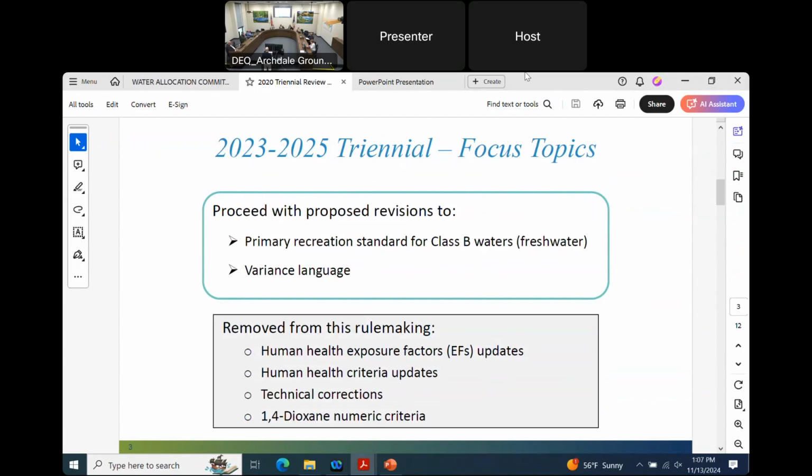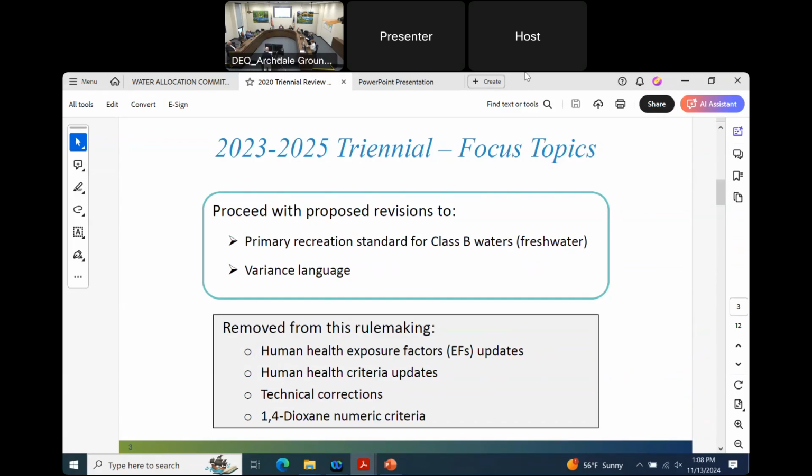This triennial review, we've come before you a few times with this one. First, we started with a number of proposed focus topics, and you can see the full list of them here. We're proposing today to proceed with the two shown in the upper box: revisions to the primary recreation standard for Class B waters, that's Class B freshwater primary recreation waters, as well as revisions to the language for water quality standards variances that appears in 02B .0226.